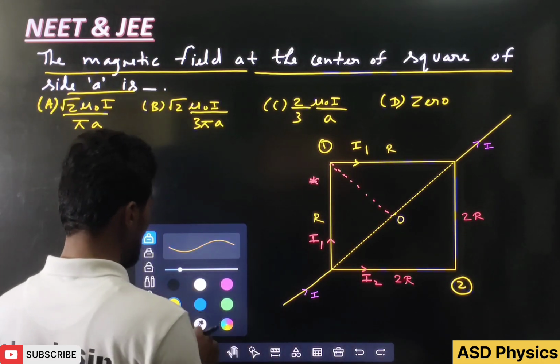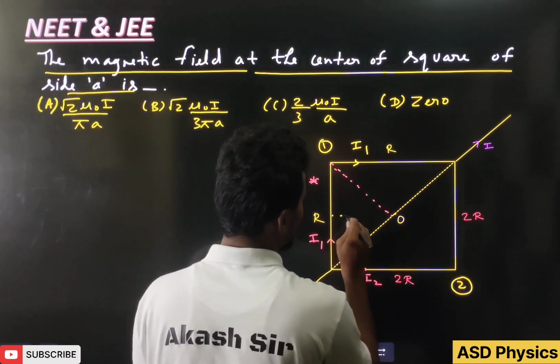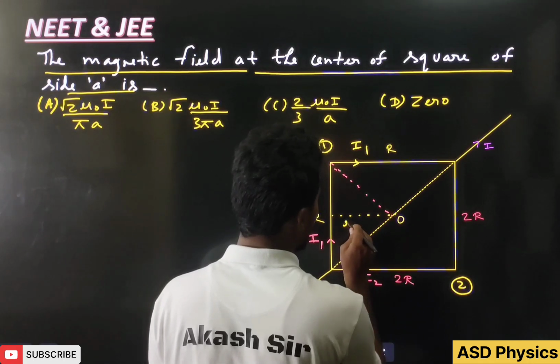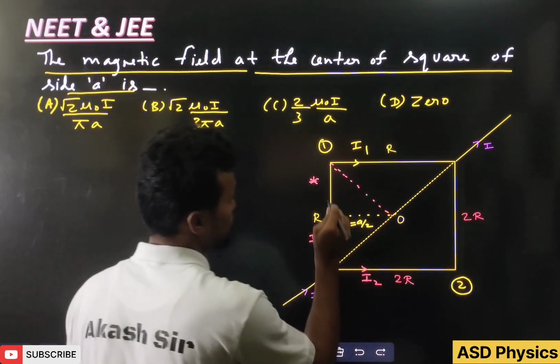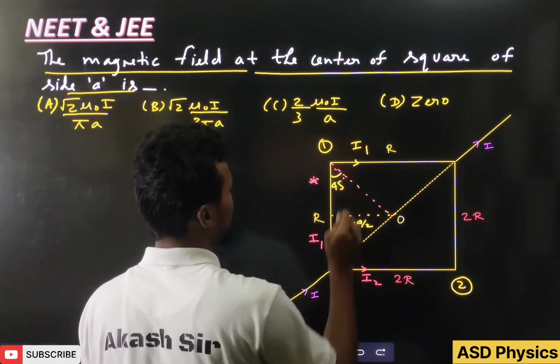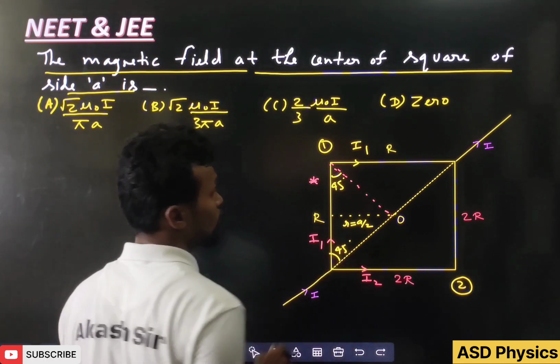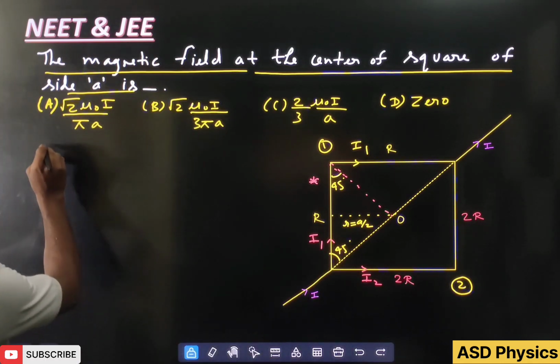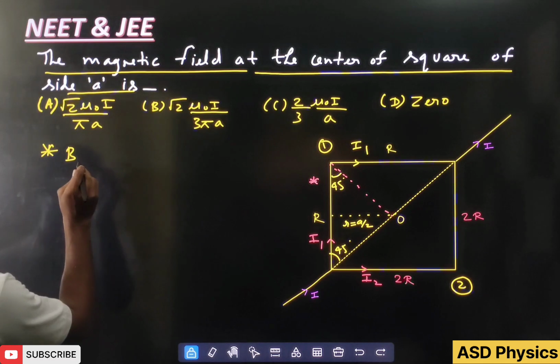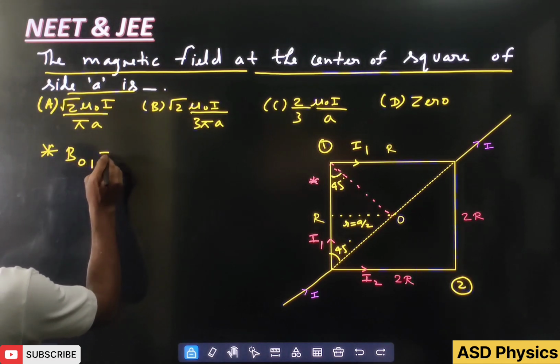So students, remember that here, from the wire I will draw the perpendicular. This R was how much here? Anyhow A by 2. Now this angle was how much here? 45 degree. This angle was also 45 degree. Is it?